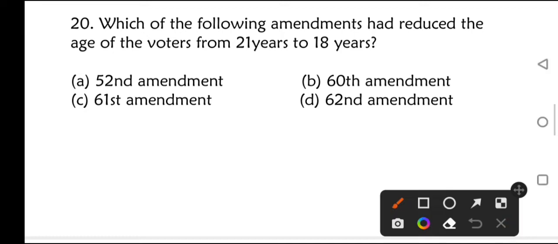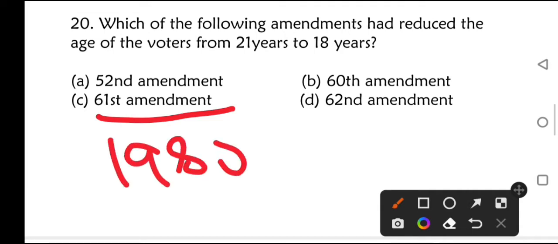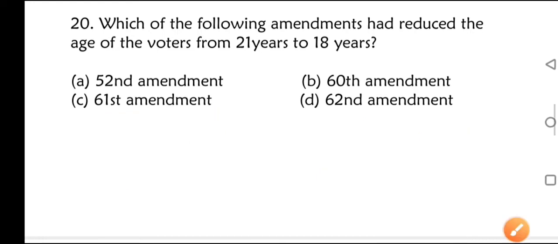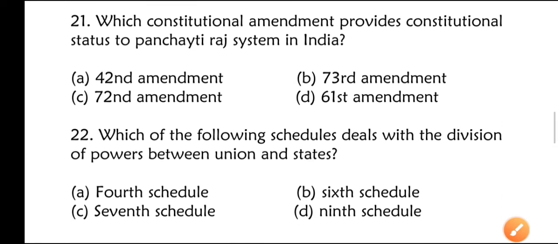Which one of the following amendments had reduced the age of the voters from 21 years to 18 years? It was in 61st Amendment Act. Okay. It was in 61st Amendment Act. It came in 1988. Okay. And they amended the Article 326.